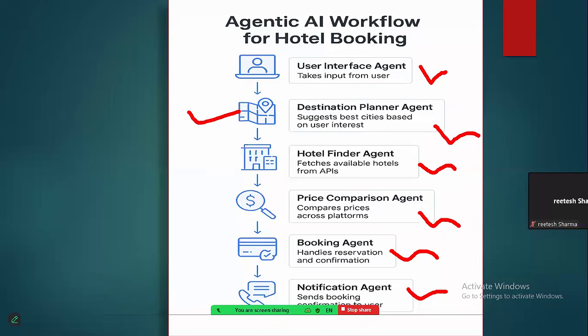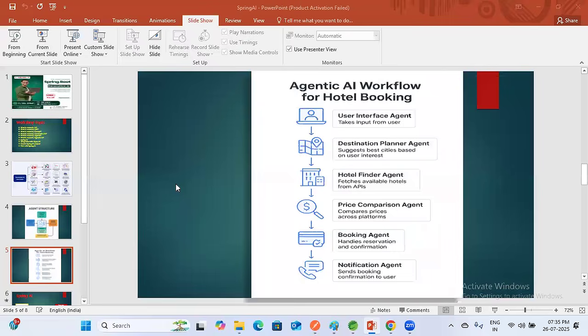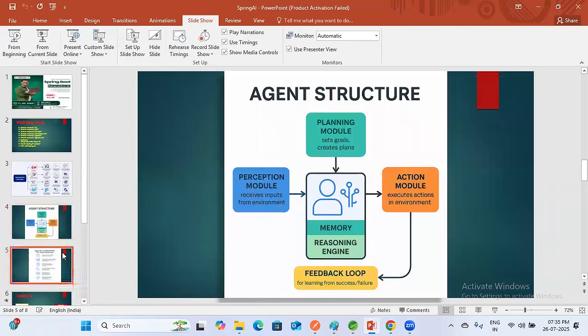So the destination planner decides where you want to go, how you are going to go, whether by flight, which cost is minimum, which hotel, which one is a good hotel. Everything they are going to do as part of this. So I have explained thoroughly what agentic AI will do for you, and happily you can compare the difference between Gen AI and agentic AI. Clear?